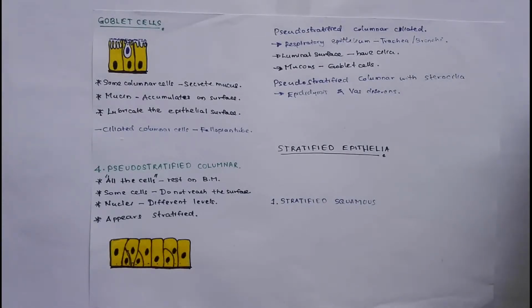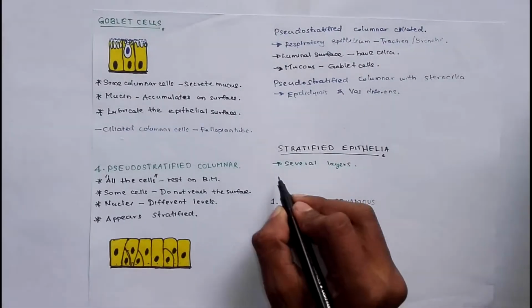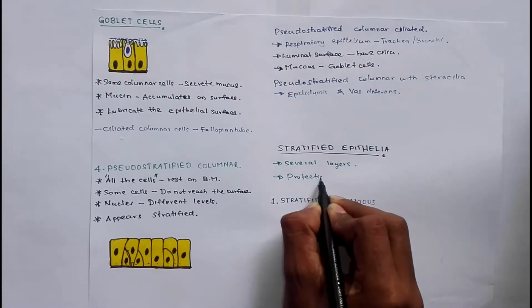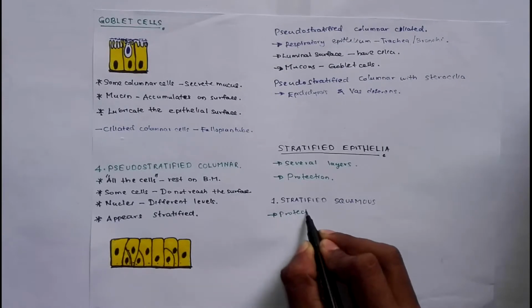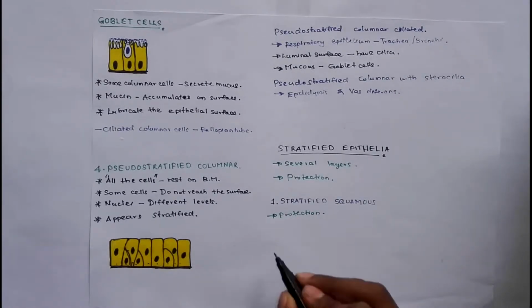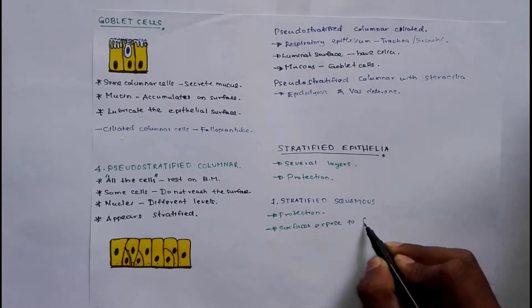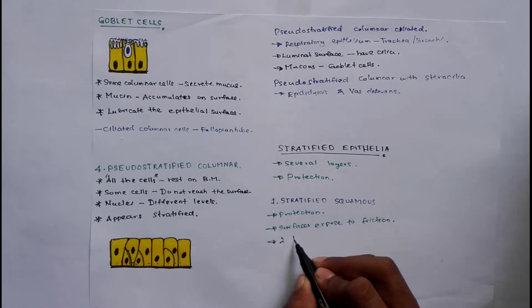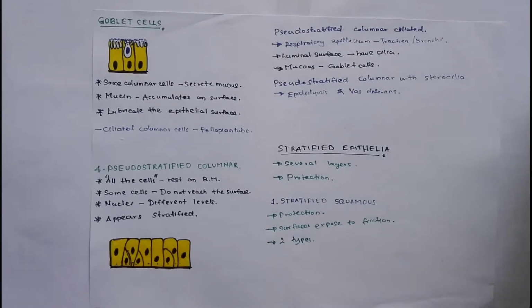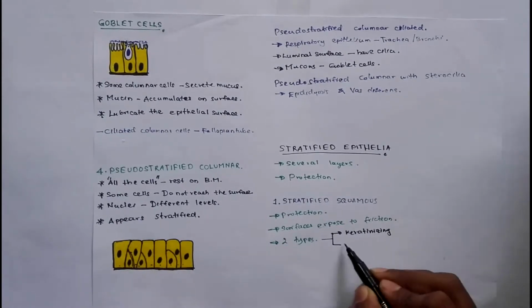Now let's come to stratified epithelia. They have several cell layers, and the major function is protection. First one is the stratified squamous epithelium. It is found on surfaces which are exposed to friction. There are two types, keratinizing and non-keratinizing.